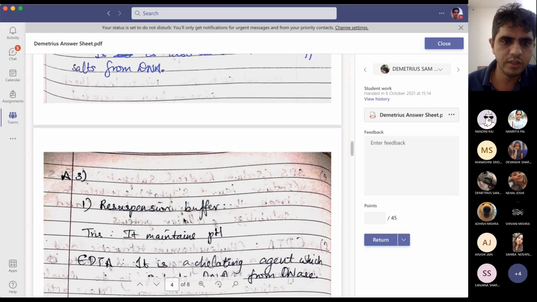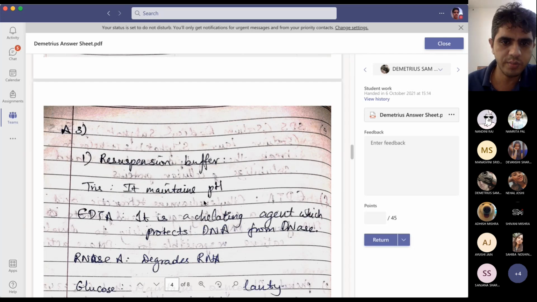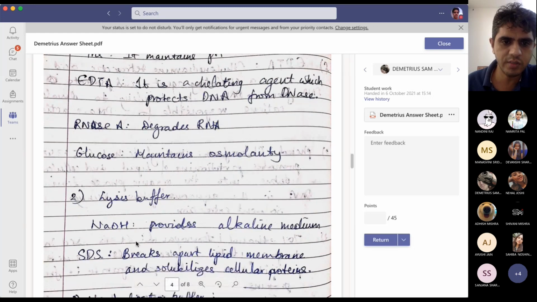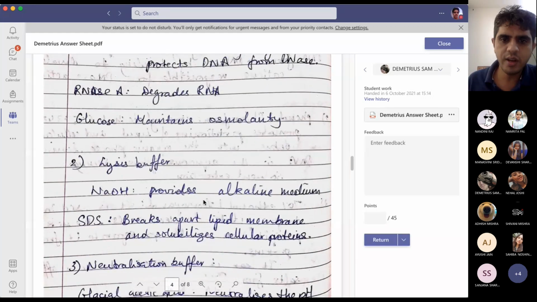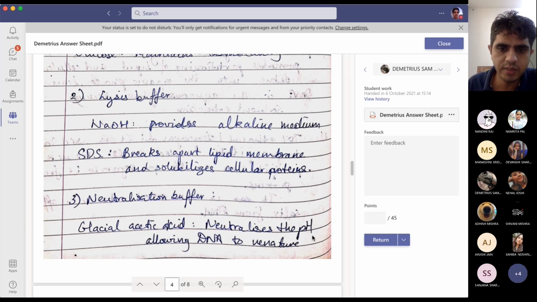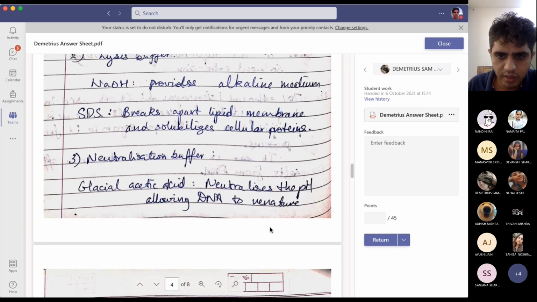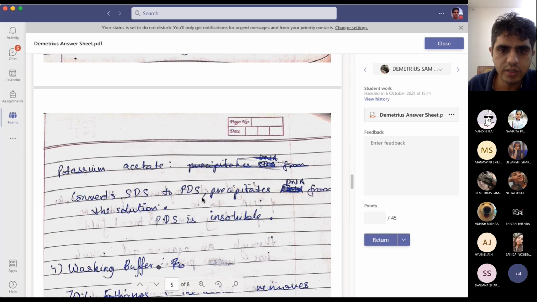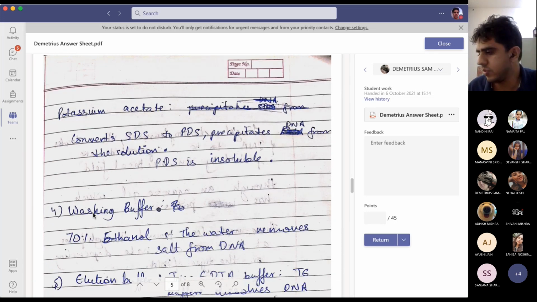Question number 3. For the resuspension buffer, maintain pH, EDTA chelating agent protects DNA, yes. RNase degrades RNA. Lysis buffer, NaOH and SDS provide alkaline medium. What does this alkaline medium do? That you should write also. It breaks apart the lipid membrane. Glacial acetate neutralizes the pH, allowing the DNA to renature. That's right. Potassium acetate, converts. Okay, so here also one is missing. So 4 for this.